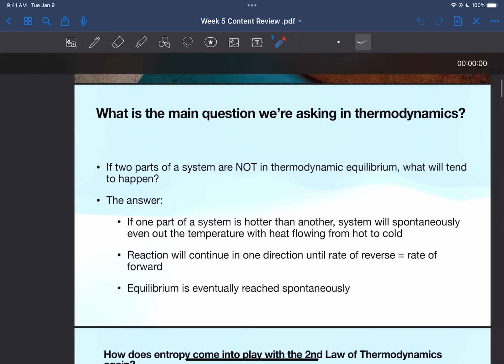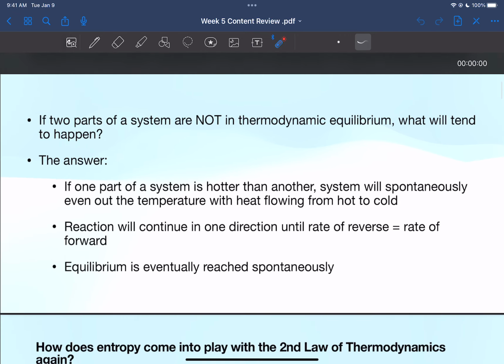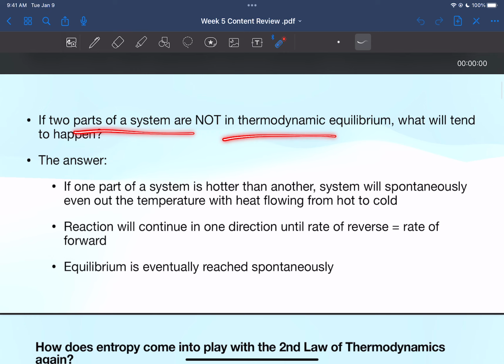So when defining free energy, we have to consider the main question we're asking in thermodynamics in general. This goes back to the first couple of weeks, where we're trying to figure out essentially how a system evolves over time. If you have two parts of a system that aren't in thermodynamic equilibrium, the question is what will tend to happen to that system, right?